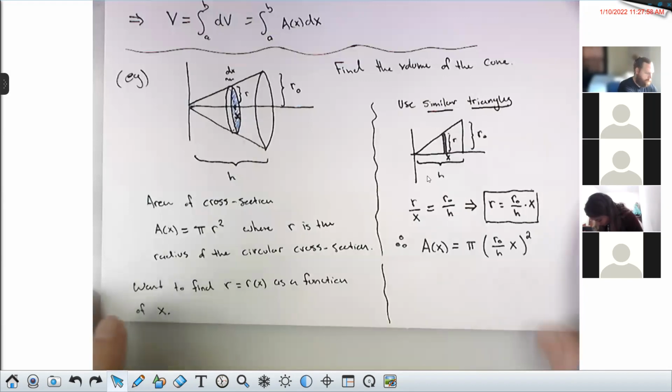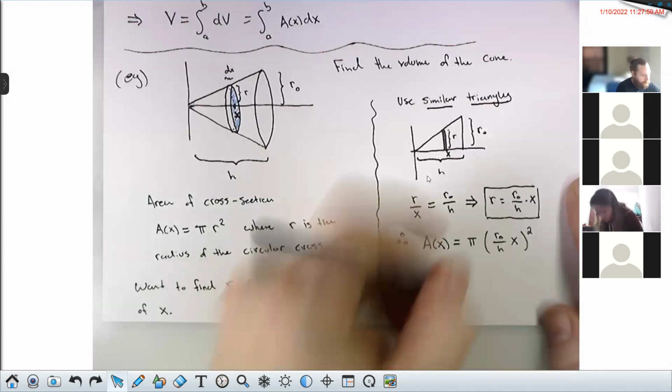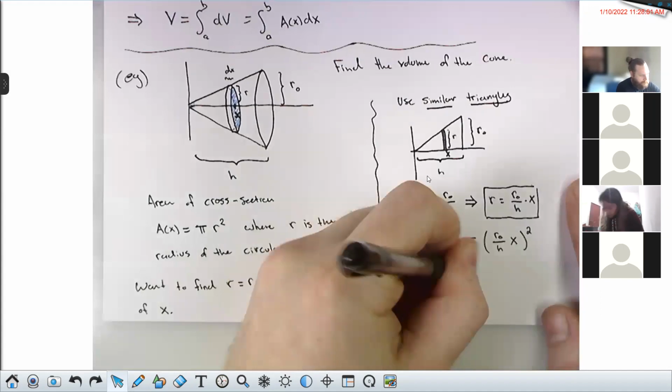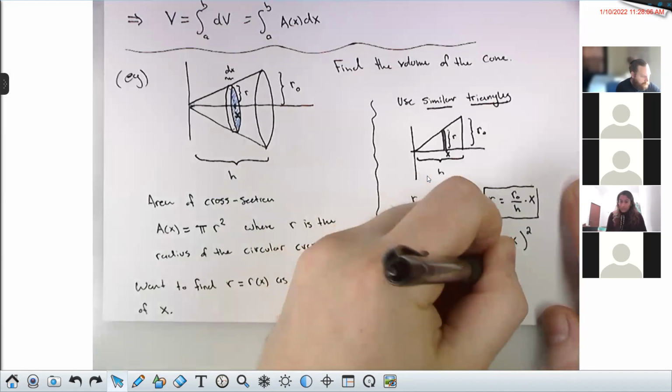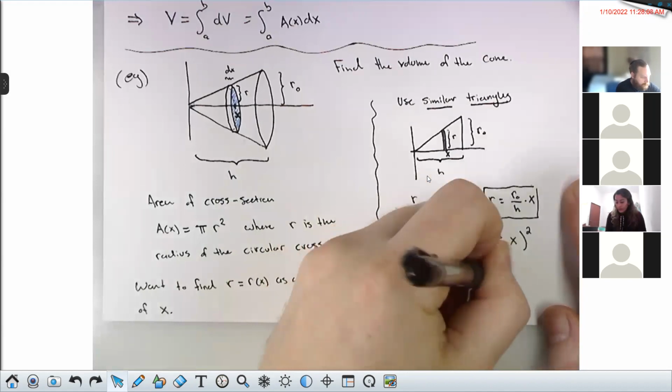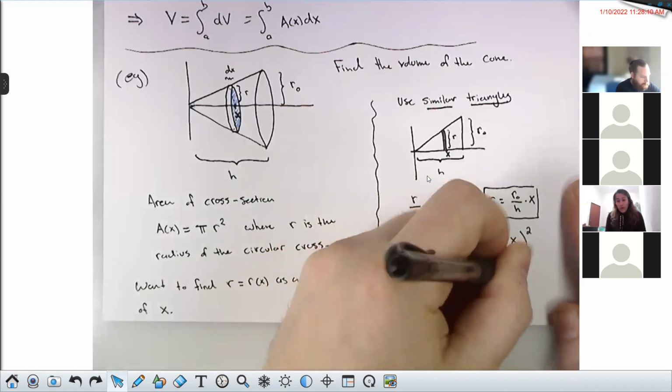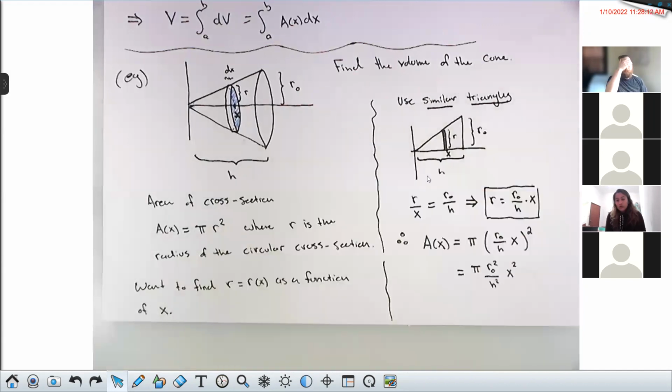Okay, simplifying a little bit here, pi times R0 over H times x all squared is pi R0 squared over H squared times x squared. And now I'm ready to write down my integral.